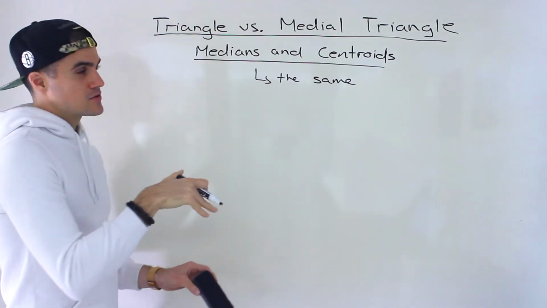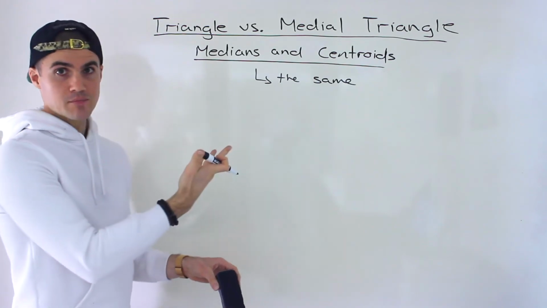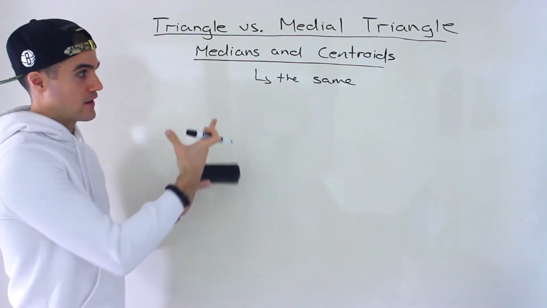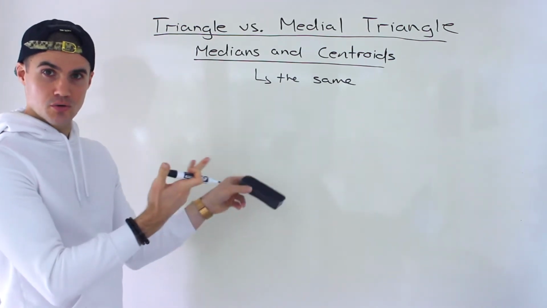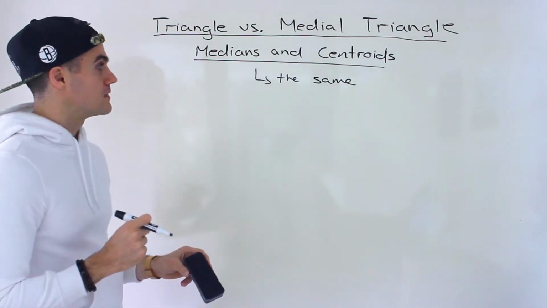So in this particular video, it's going to be a little less intense than the other one. I'm just going to show you through diagrams why this is, but if you want to test this out with any triangle and then find the medial triangle and then find the respective medians and centroids, you're always going to see, no matter what triangle you work with, they're always going to be the same.